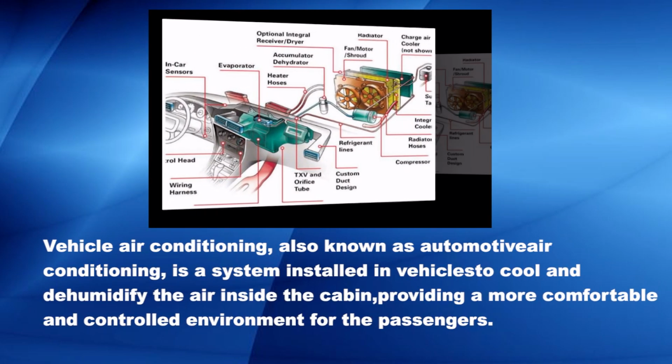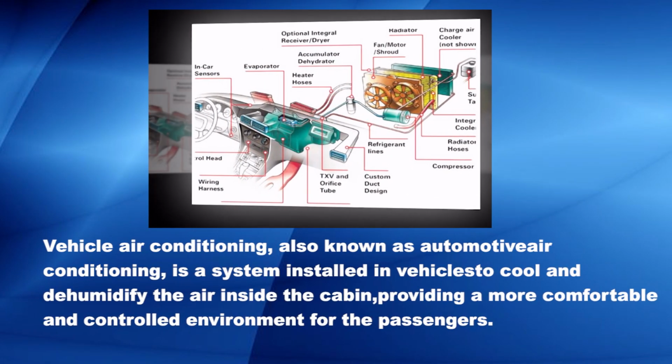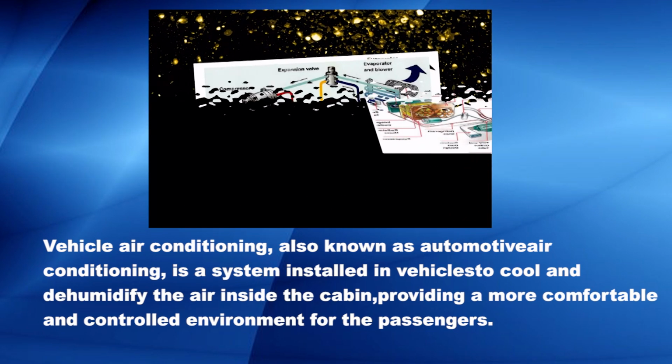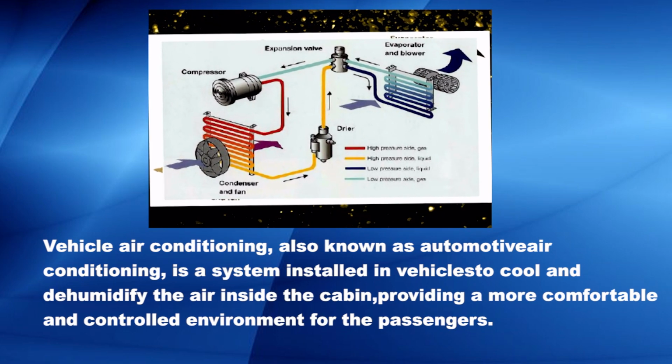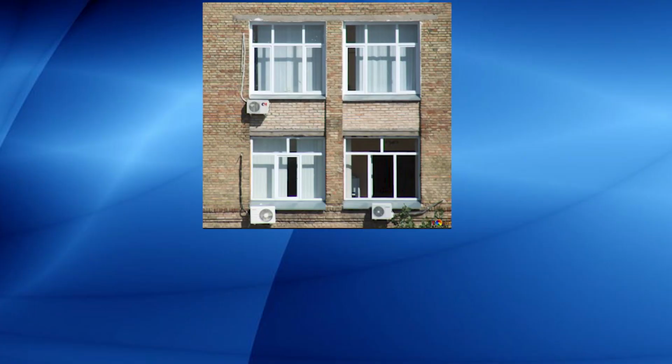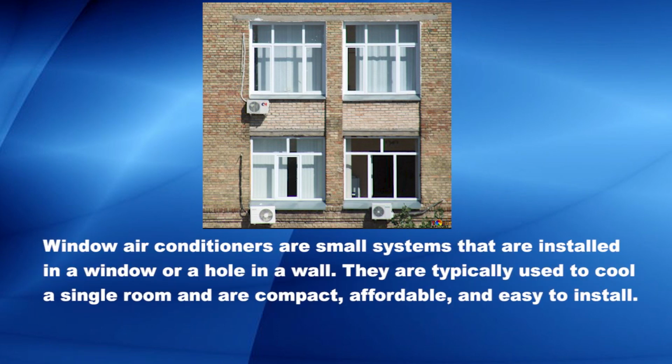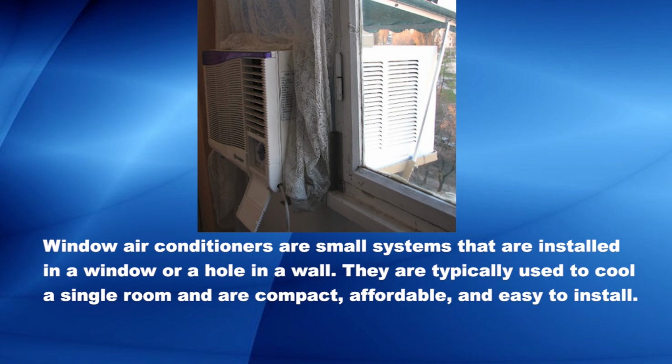Vehicle air conditioning. It is the system installed in the vehicles to cool and dehumidify the air inside the cabin, providing a more comfortable, controlled environment for the passengers. On the basis of construction of the AC, number one, window air conditioner. Window air conditioners are small systems that are installed in a window or a hole in a wall. They are typically used to control a single room and are compact, affordable, and easy to install.